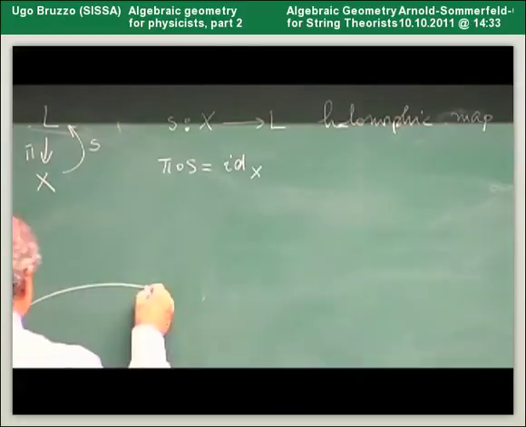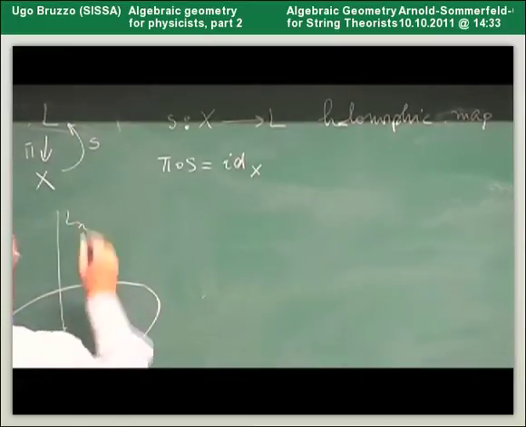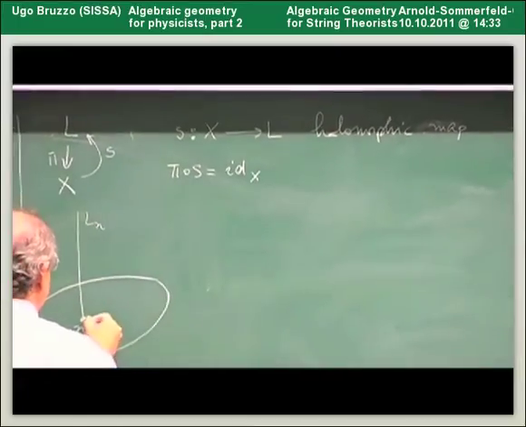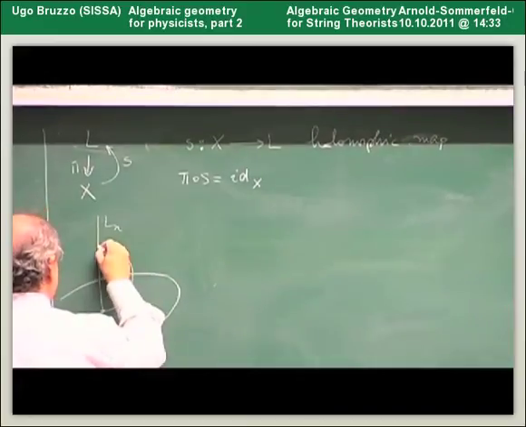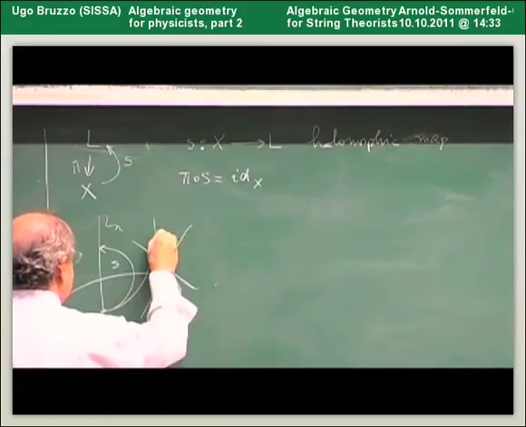So the idea here is that this is X. At every point, you have the fiber over that point, say L of X. And the idea is that when you compute the section at the point X, you get to that fiber. You don't get to another. This behavior is not allowed.